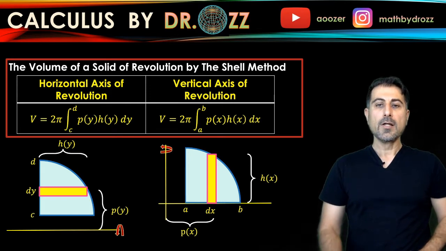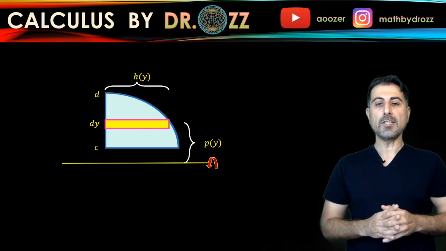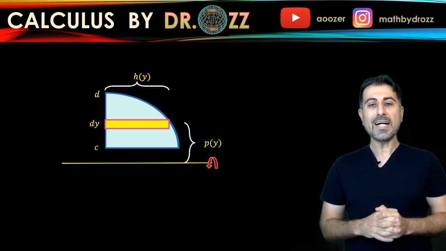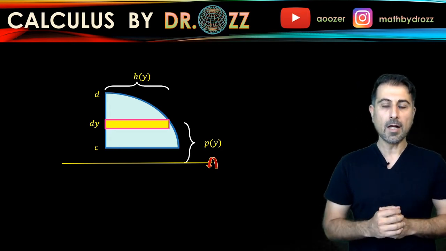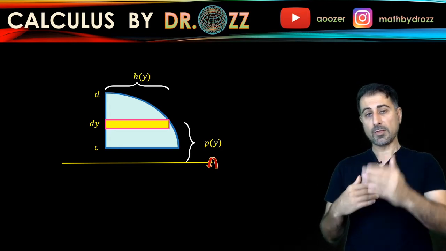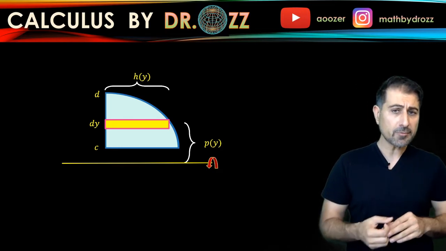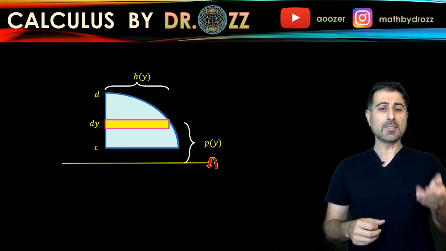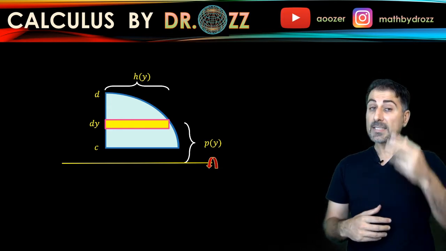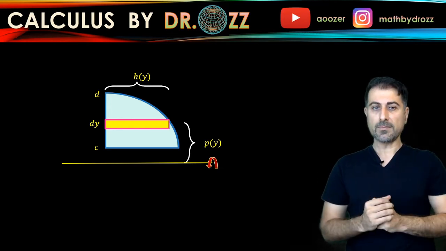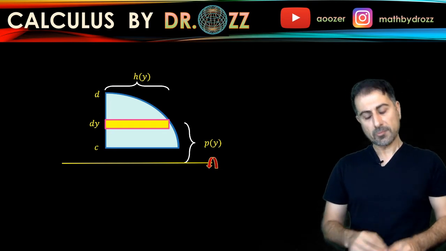I'll just make it bigger. To write down the volume of the representative shell, we need the radius p of y and the height h of y, and the thickness is already dy because we use the shell method and the axis of revolution is the x-axis. The volume of the representative shell is 2 pi times the radius p of y, which gives the circumference of the circle, times the height, that's the surface area of the shell, and multiplying that by dy takes you all the way to the volume of the representative shell.